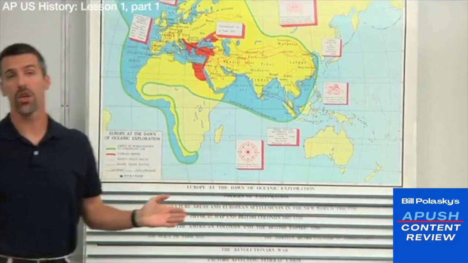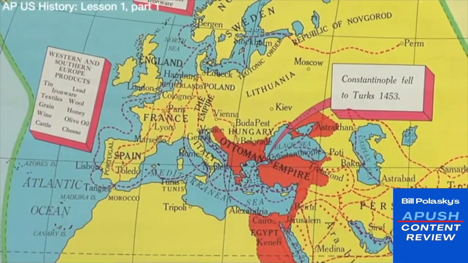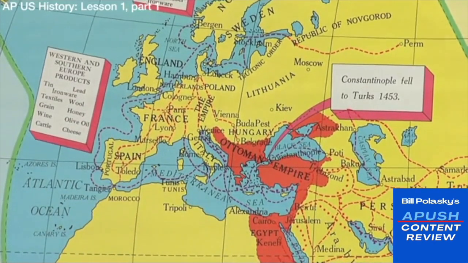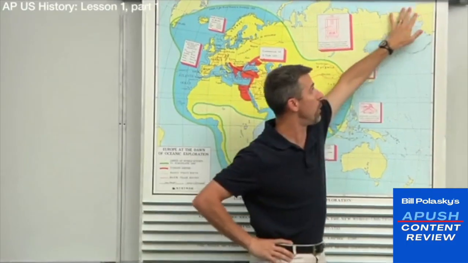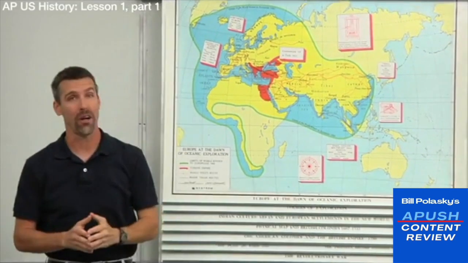This map here shows you Europe at the dawn of oceanic exploration. The darkened areas you see represent the known world to Europe during this time. You can see, obviously, the land bridge that we referenced in the first part of Lesson 1, not even on their radar at this point in time, not even something that's visually apparent to them in many ways.